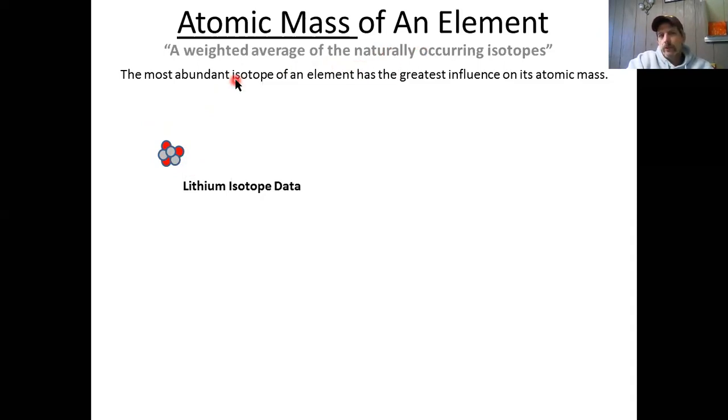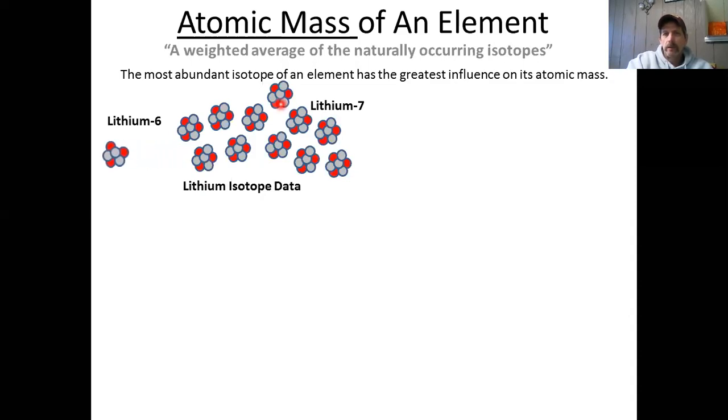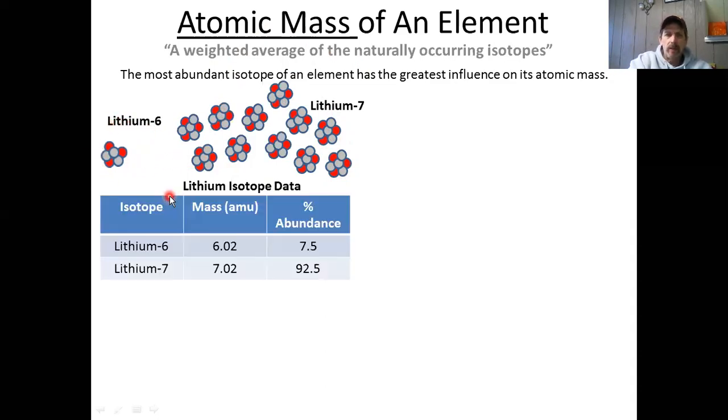So what we say here is the most abundant isotope, the one that is more popular in nature, is the one that has the greatest influence on its mass. So lithium occurs as two isotopes, lithium-6 and lithium-7. Notice most of these isotopes have 7 total parts in the nucleus. In fact, all of these do. There's only one lithium-6 isotope. So what would that mean related to atomic mass?